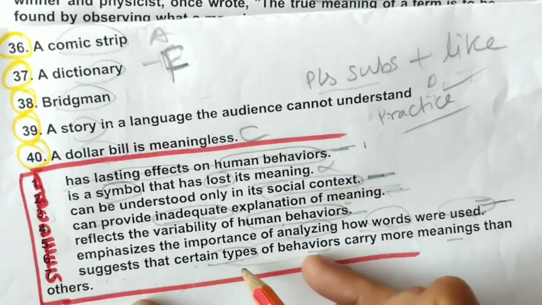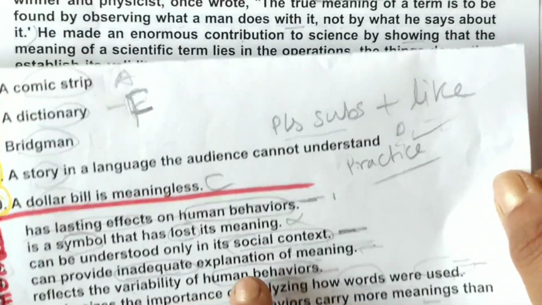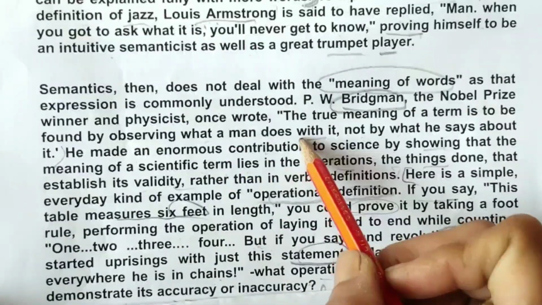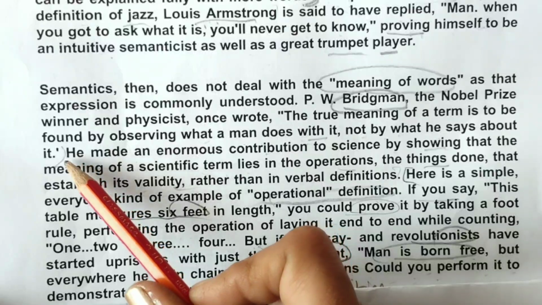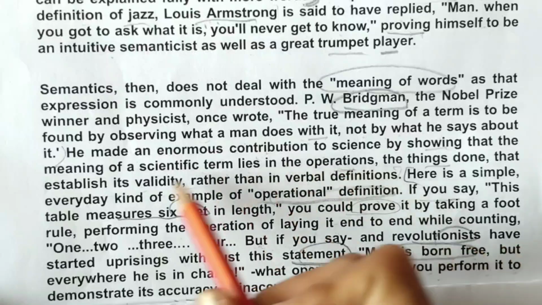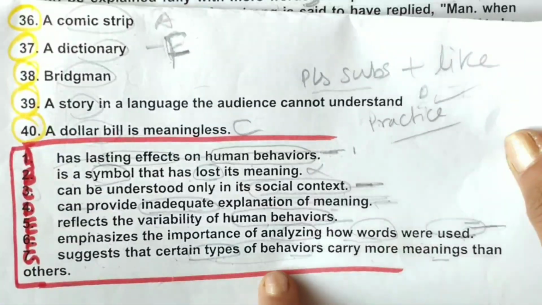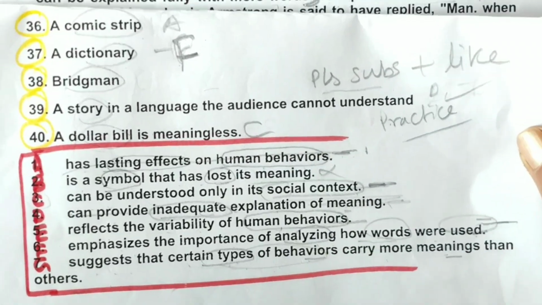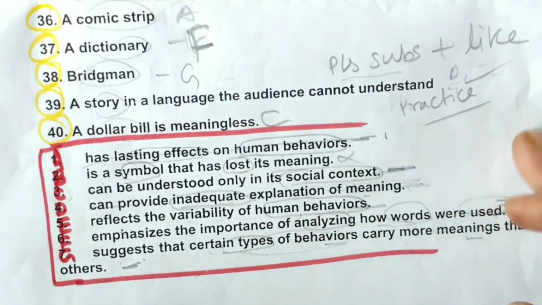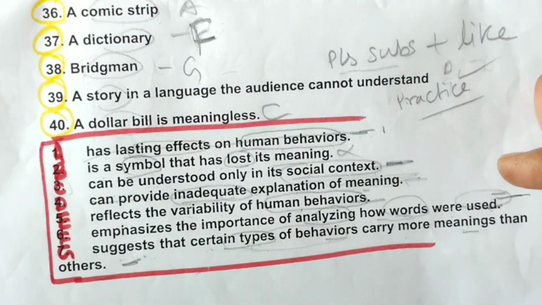So, suggest that certain types of behaviors carry more meaning than others. Reflects the variability of human behaviors. By observing what a man does, not by what he says about it, he made an enormous contribution to science. Operations, things done. So many things he is observing suggests that certain types of behavior carry more meaning than others. We can match this one with G. Okay, reflects the variability of human behavior, emphasize the importance of, yes, we have done, we have finished.